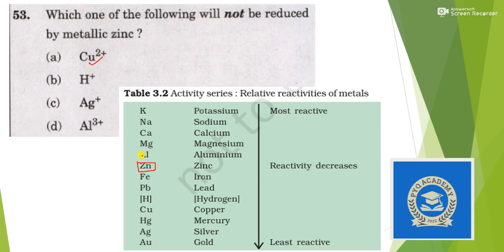Cu is here, so it is less reactive and can be reduced, so it should not be the answer. Hydrogen is also less reactive, so it cannot be the answer. Then Ag, that means silver, is also less reactive, so it can be reduced. Now aluminum: you can find aluminum is slightly above zinc, that means it is slightly more reactive than zinc, so zinc cannot reduce aluminum. So the answer should be option D. Got it? A very easy question.